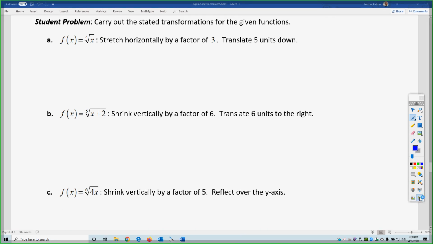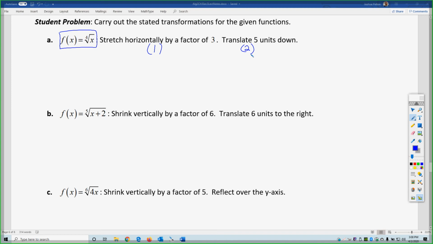Okay, in the student problems, we want to change this fourth root function here, which is the parent, stretch it horizontally and translate 5 units down. This must happen first. That must happen second because translate down is vertical translation. That's the very last thing in the order of transformations.